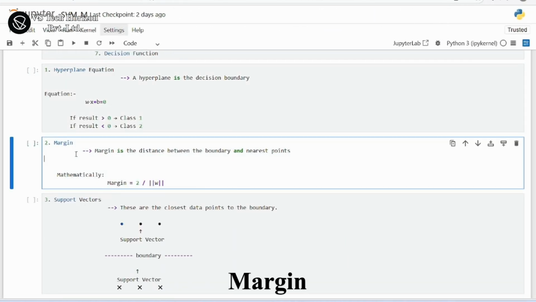Next is margin. Margin is the distance between the boundary and the nearest point, and the formula is 2 divided by the norm of w. Here, margin is the distance between the hyperplane and the nearest data point, and the main goal of SVM is to maximize the margin. Here, a large margin means better generalization and a small margin means a poor model.